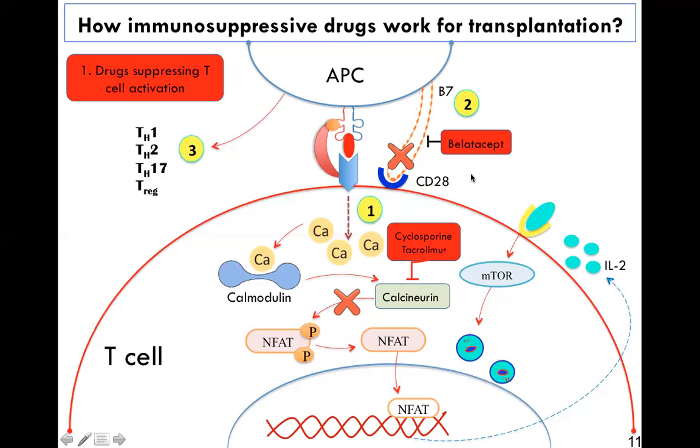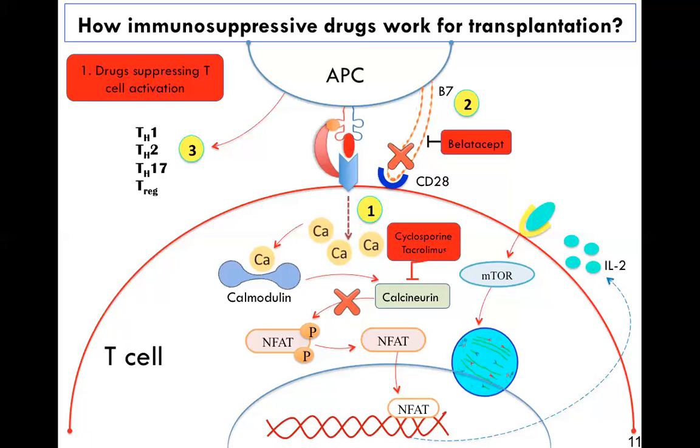So this is the activation of the second signal. How do we call that? Because of co-stimulation. We know that the B cell binds with CD28, and as a result of this co-stimulation, the T cells get activated. So if we block this co-stimulation, what will happen? The T cell will not get activated. So this is another way we can stop it, and we have drugs to inhibit this process.